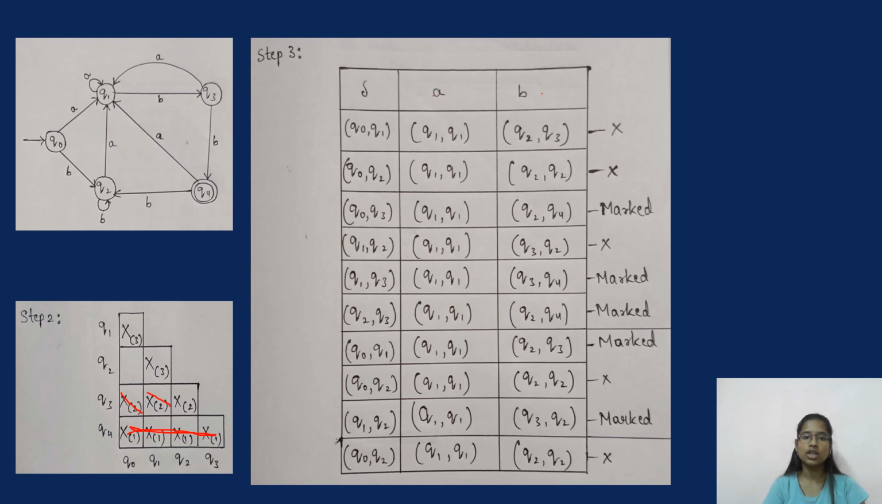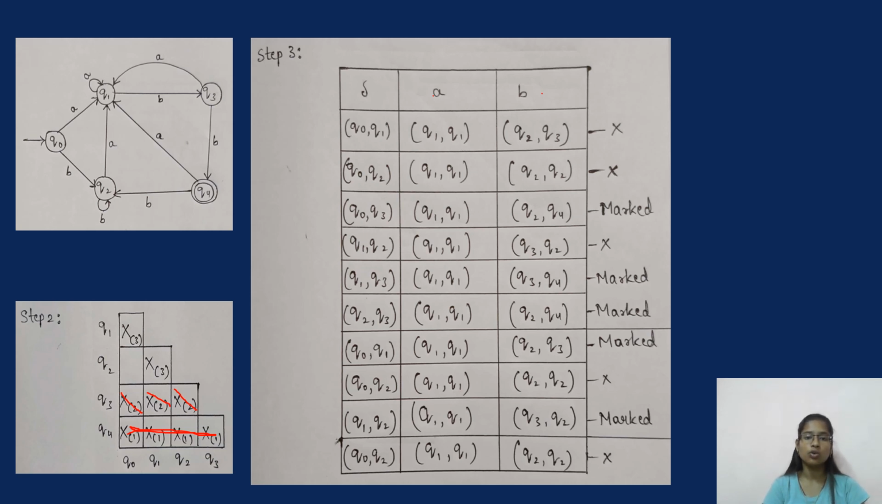Next we'll move to q2 comma q3. q2 on A moves to q1, q3 on A moves to q1. q2 on B moves to q2, and q3 on B moves to q4. So it is looped. We'll check q2 comma q4. As it is marked, we'll mark this state q2 comma q3. So this is also marked. Now we are done with all the states. As these are the three states we are left with empty, we'll again repeat the step.